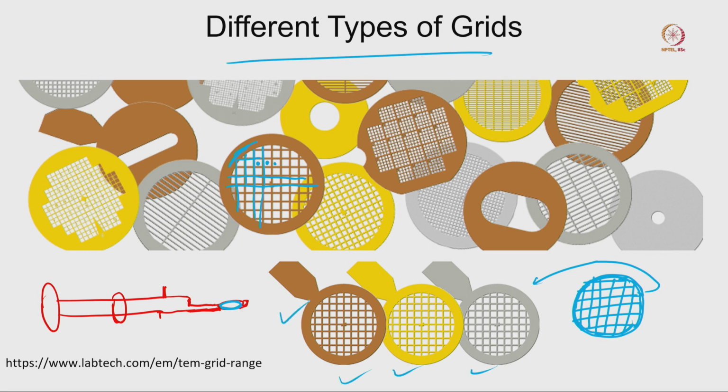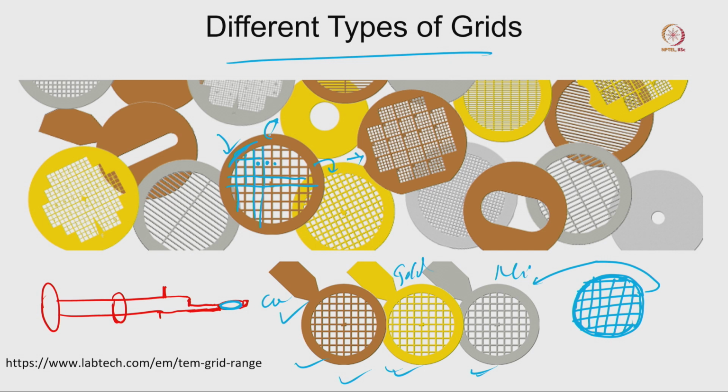One is a little bit brown in color, this is a copper grid, this is a gold grid, and this is a nickel grid. So, generally different types of grids are possible, and we are using different metals. Also, if you look, the shape of this grid is different from this particular grid. The shape of this grid is different from this one, and the shape of this grid is different from this.